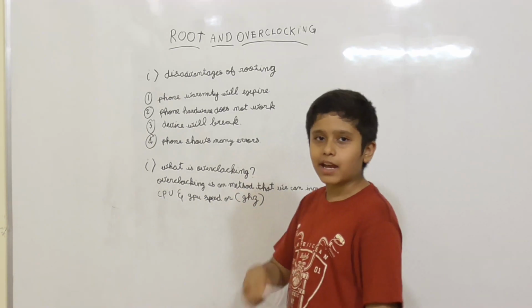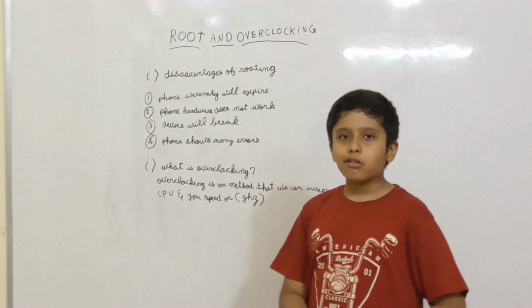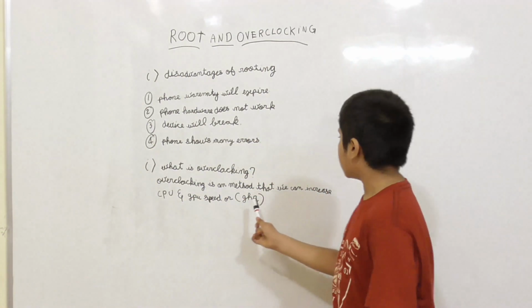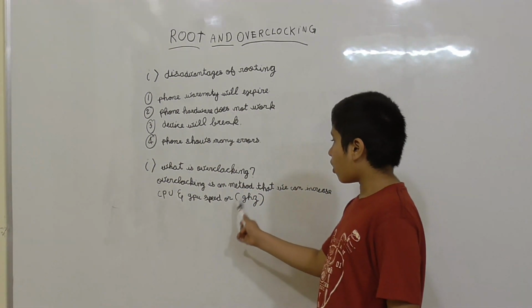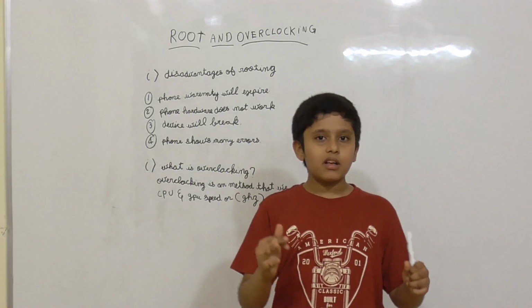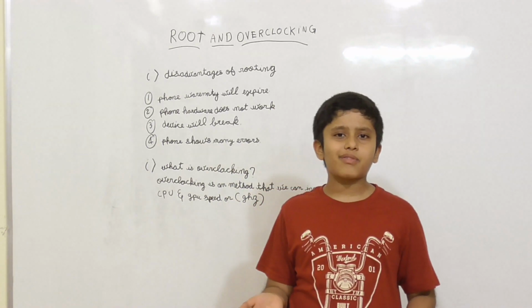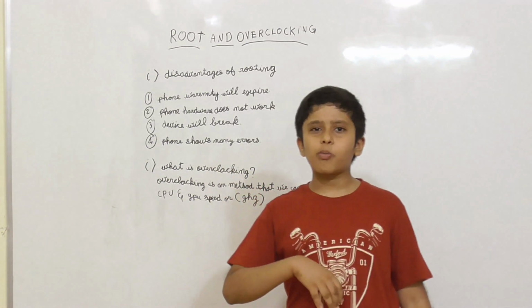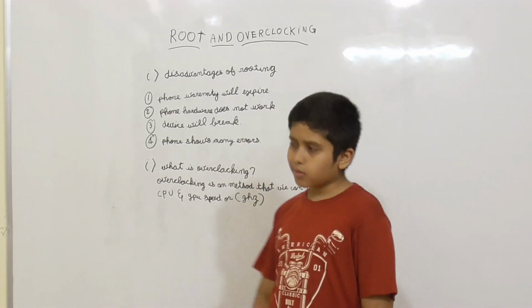So let's learn the second topic in this video. What is overclocking? Yes, this is the second topic we are learning. Overclocking is a method that we can increase CPU and GPU speed or gigahertz. So if you have an older Android device but its CPU speed is about 1.5 or 1.6 gigahertz, and you want to increase it to 2.884 gigahertz, overclocking is for you.